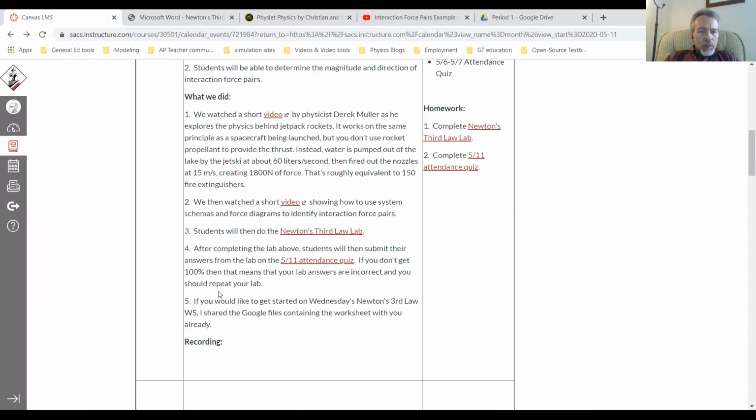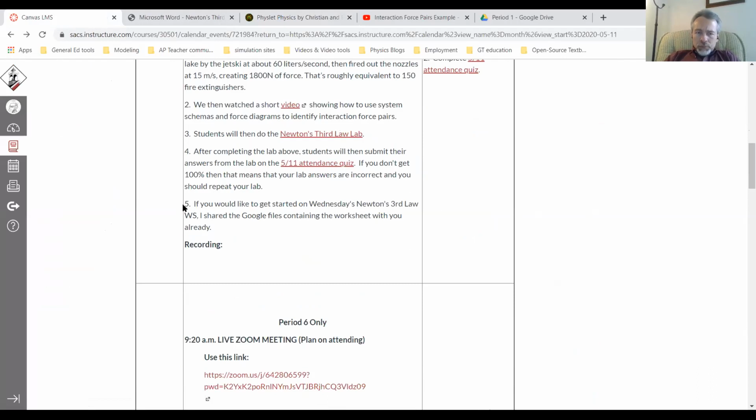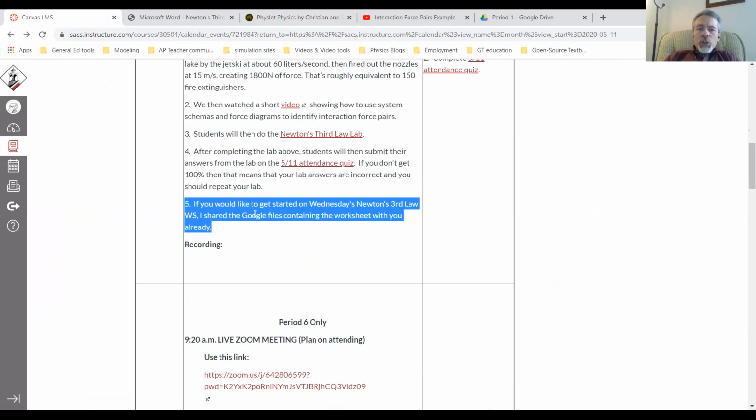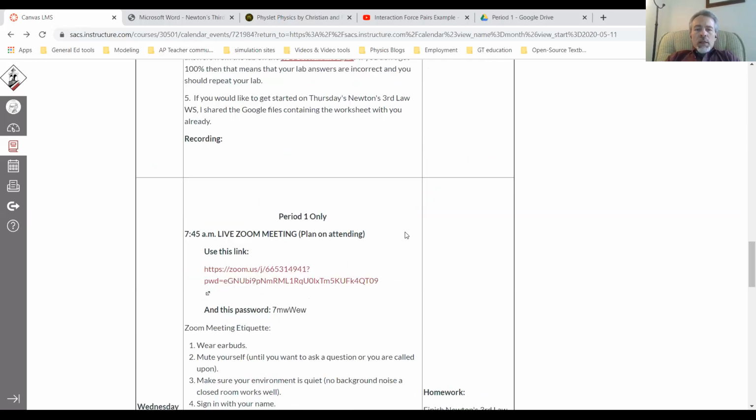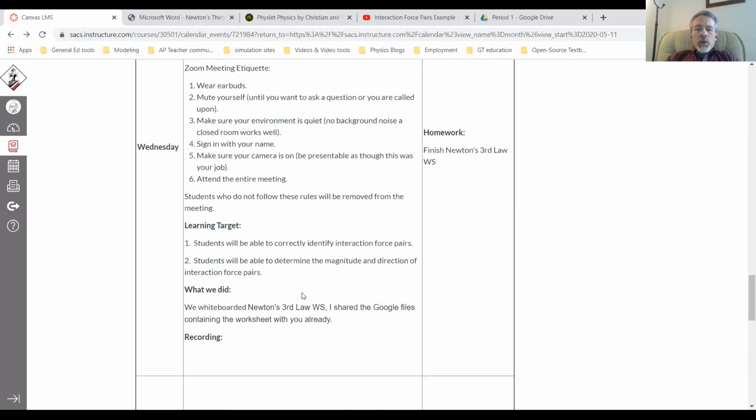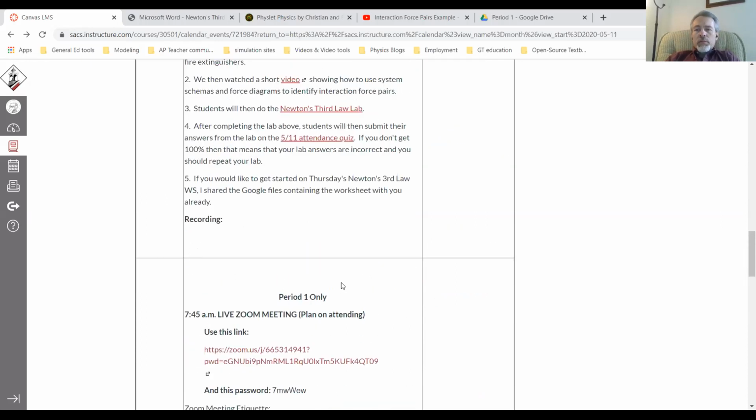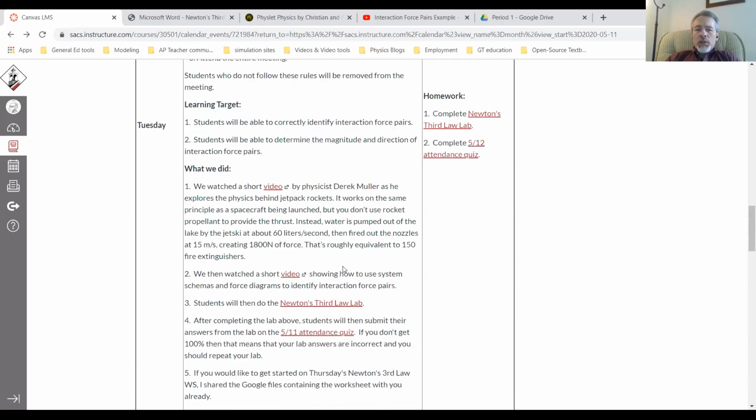And down here for number 5, you don't have to get started on this if you don't want to. It's not due for homework or anything because we're going to whiteboard that on Wednesday. But I've already shared these folders with you in Google Drive, with each student. It's the next worksheet we're going to do. So if you want to get started on that, you can. Then on Wednesday, we're going to have a meeting where we're going to whiteboard that worksheet. Does anybody have any questions?